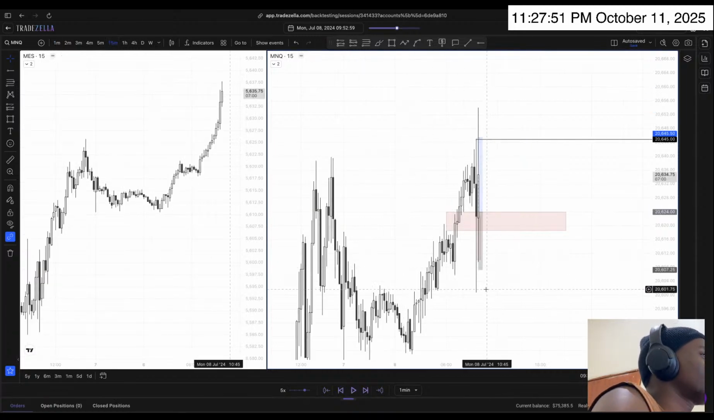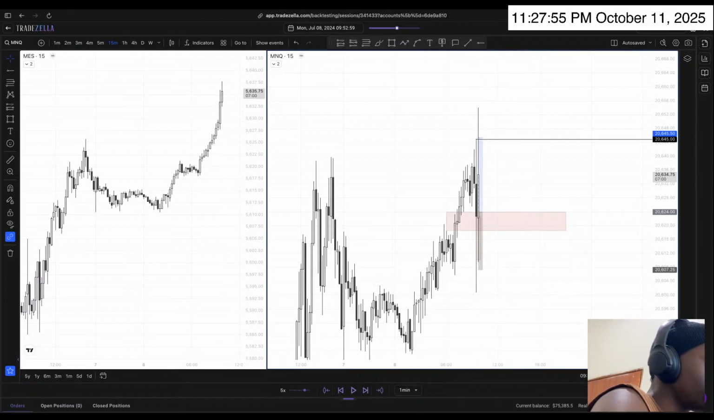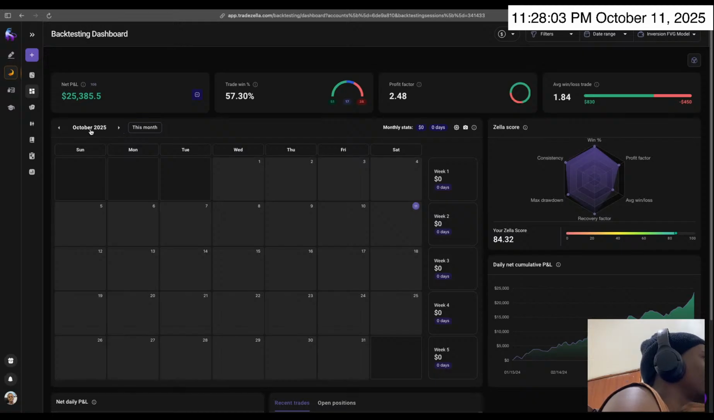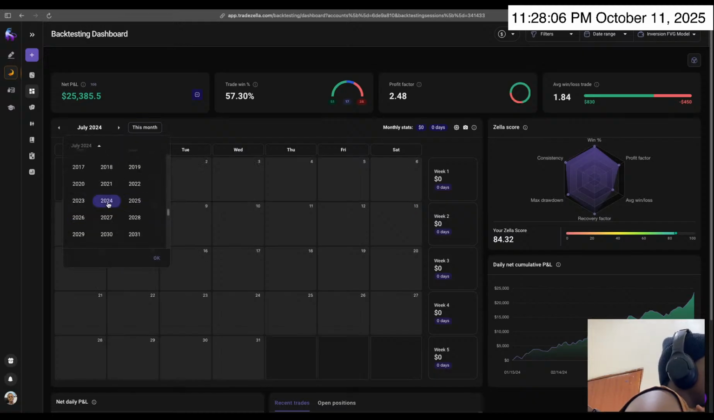It was some kind of retracement into consequent encroachment. I'm in the 15. Right. The stats, I bet the stats will be looking good. Let's check July 2024.